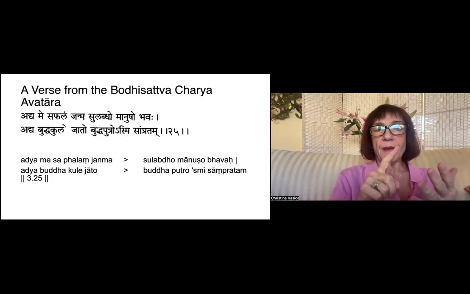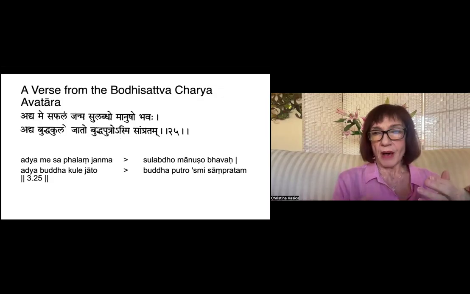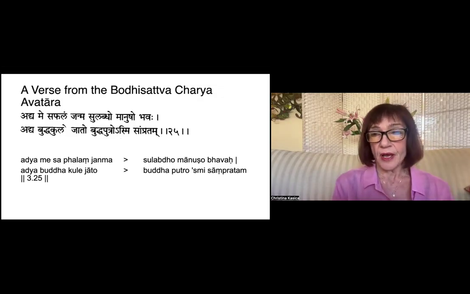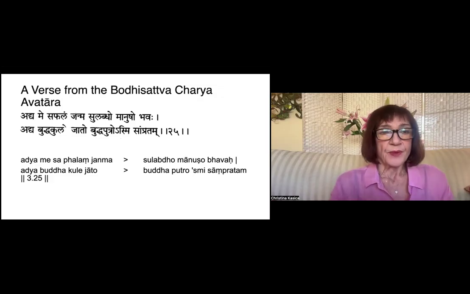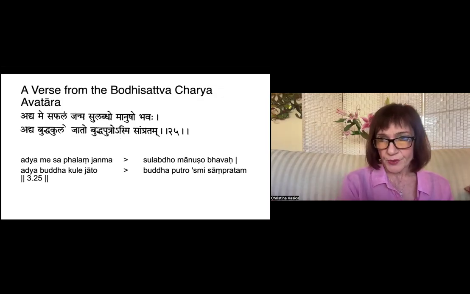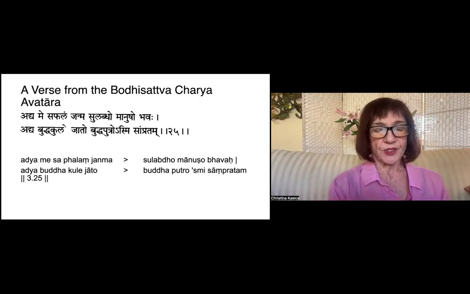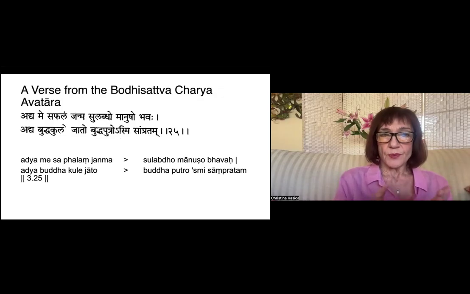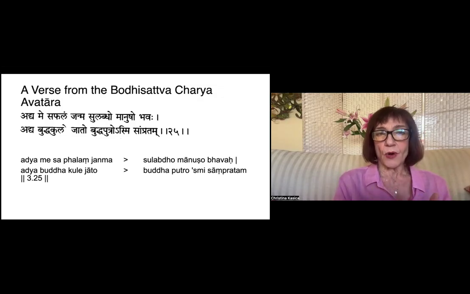So adya me sa palam janma. That's 8 beats. If you pronounced me with a short beat, you'd only get 7 beats and you wouldn't have a poetic sounding line. So it's very important for many reasons to hold the vowels as long as they need to be held in Sanskrit. And sulabdo manusho bhava. That is also 8 beats.